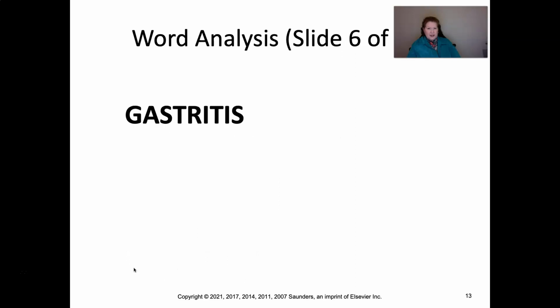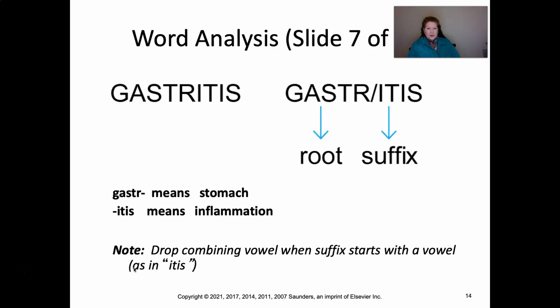So let's take a look at gastritis. Gastr is the root, itis is the suffix. In this case, we don't have a combining vowel because if you'll notice the suffix starts with I, the letter I, and that is a vowel. So we don't need a combining vowel there. So gastritis. Itis is inflammation, gastr is stomach, so it's an inflammation of the stomach.